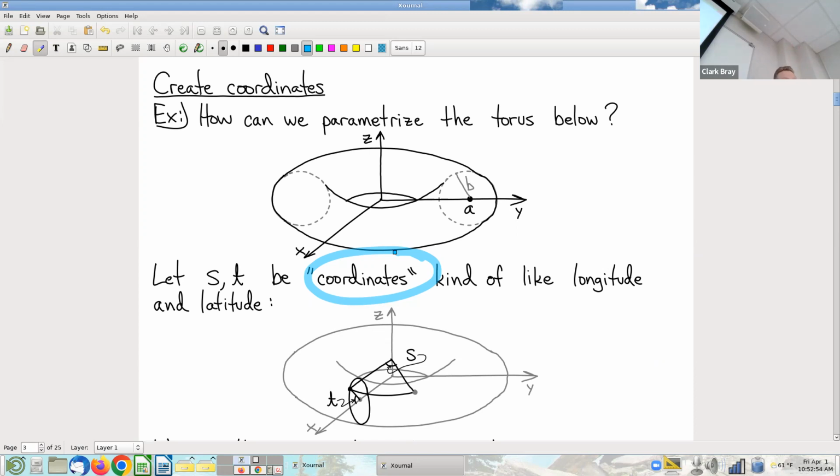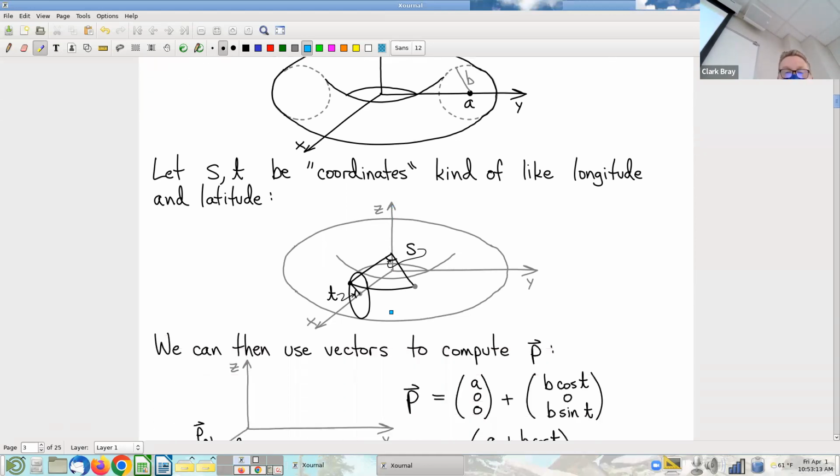Does that make sense? So we just have to do that same sort of thing now on the surface of a torus. And I think there's kind of a longitude and latitude point of view that you could take. So it goes like this. Let me zoom so I can see better.